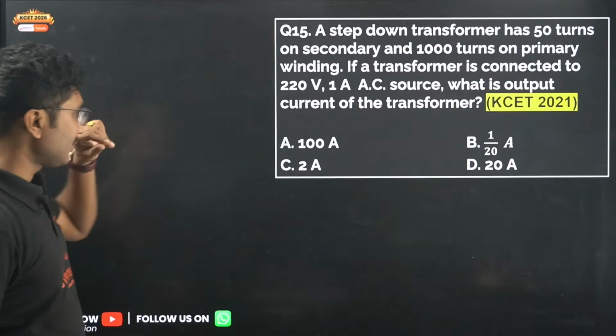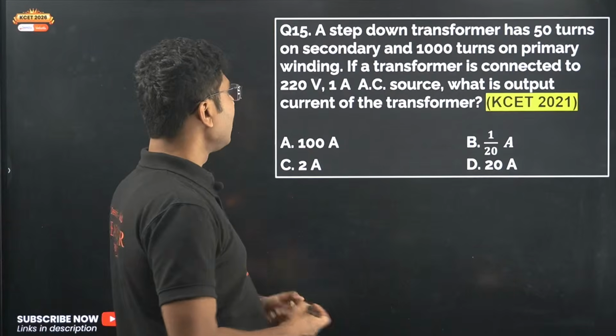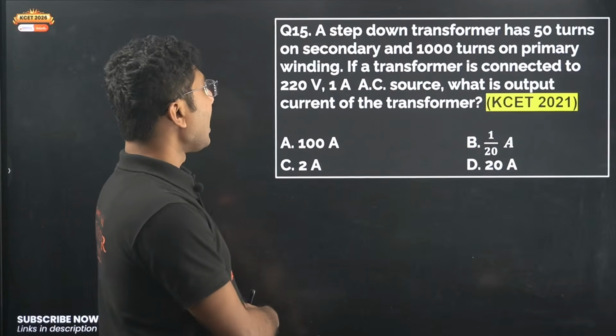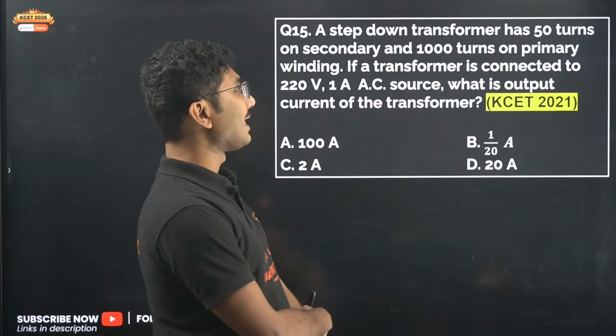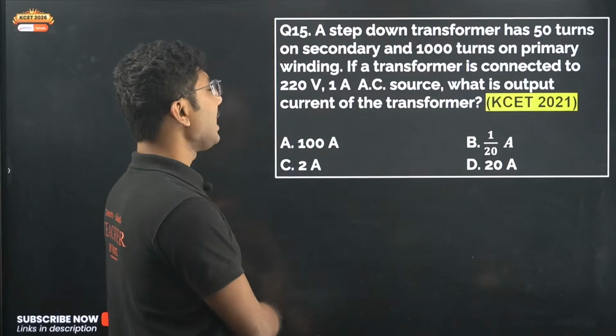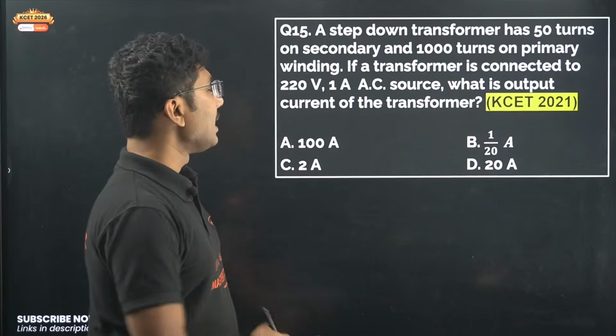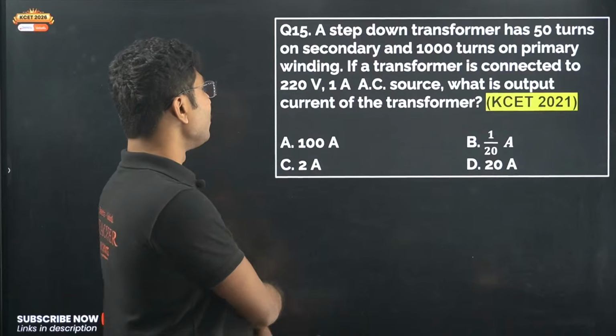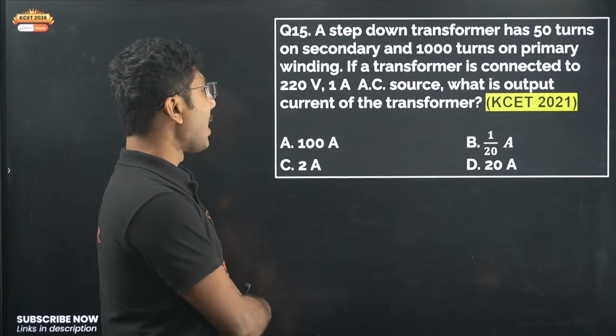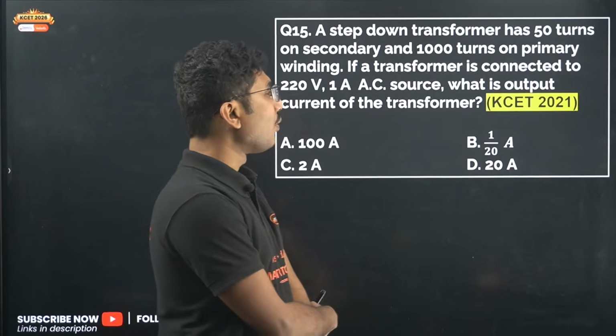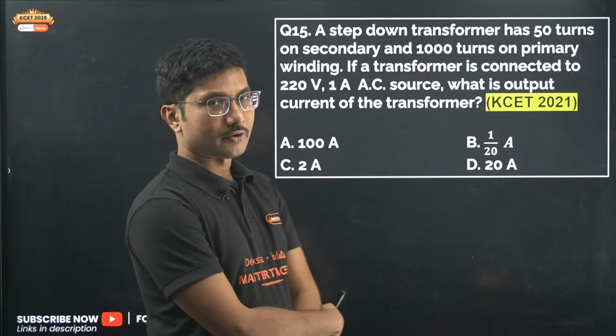Now next question is from 2021. A step-down transformer has 50 turns on the secondary and 1000 turns on the primary winding. If the transformer is connected to a 220 volt, 1 ampere AC source, what is the output current of the transformer?